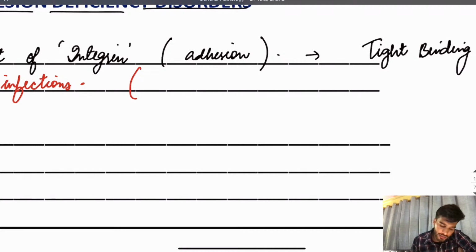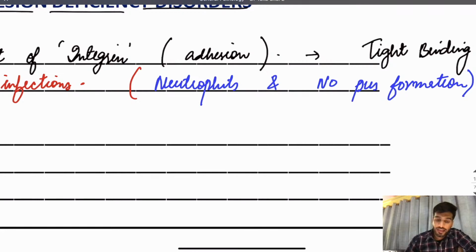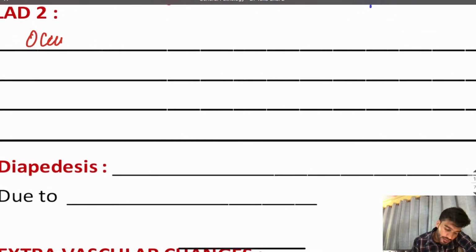What are the cells you will see here, guys? Neutrophils, and no pus formation. So there is a defect in adhesion in LAD1. LAD2, guys, occurs due to a defect in selectins.